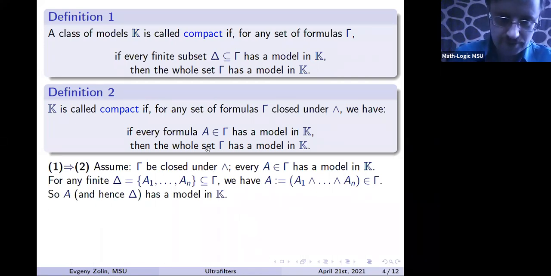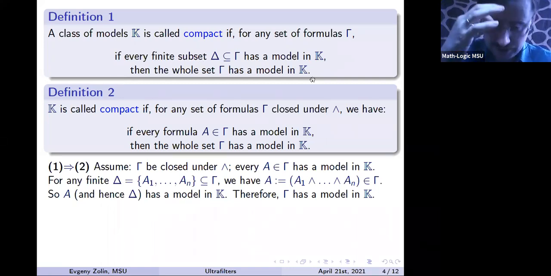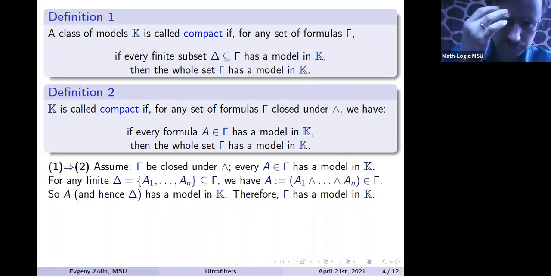So by our assumption, this formula has a model in K. It is satisfiable in K. But the formula A or the set delta is satisfiable. It's the same because A is just a conjunction of delta. So we apply our definition 1 and obtain that the whole set gamma has a model in K. It is satisfiable in K. So this is very easy. This is most probably an exercise. I should leave it as an exercise.